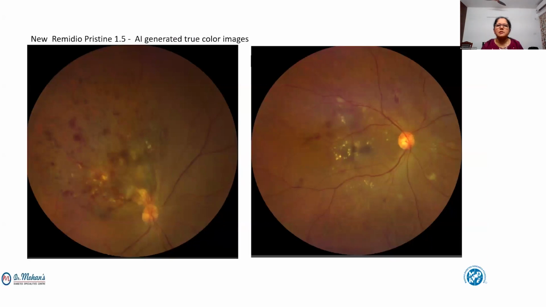This is the latest Remidio Pristine 1.5. So even with a 1.5 millimeter pupil, whereas normally for ultra wide field imaging, they said a minimal pupil dilatation of 2.5 millimeters is required. With a 1.5 millimeter pupil, this camera also has only pseudo color images, but using AI, it is generated into true color images, and you can see that the resolution is almost quite good, like the other high-end ultra wide field cameras.